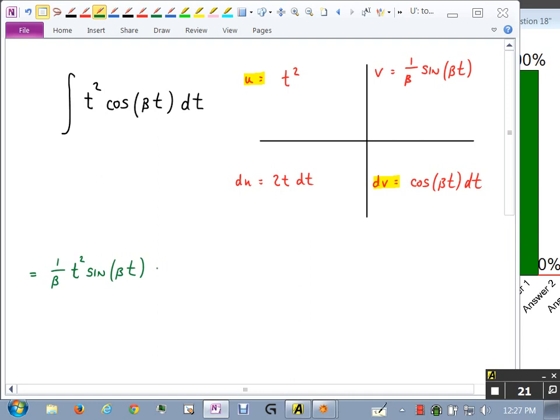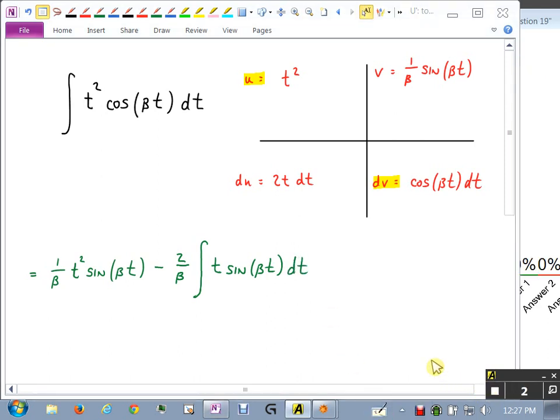Okay, minus uv minus the integral of v du, but in an integral, right? So when I'm looking at v du here, whatever constants I'm going to pull out. So I have a 1 over beta, and I have a 2, right? So how about I just put a 2 over beta on the outside? Then my integral, and then I have what? t sine beta t dt. All right, let's vote. Are we good up to this?